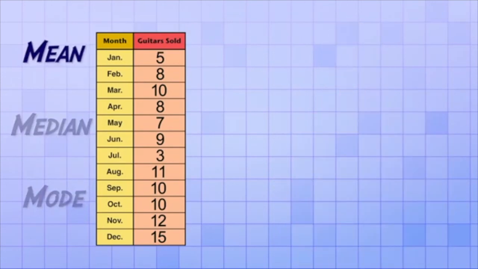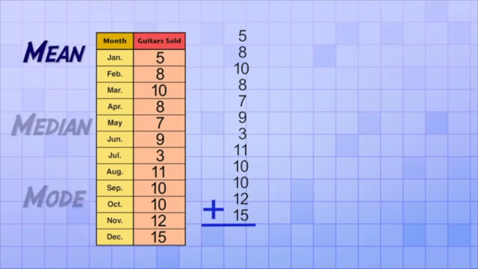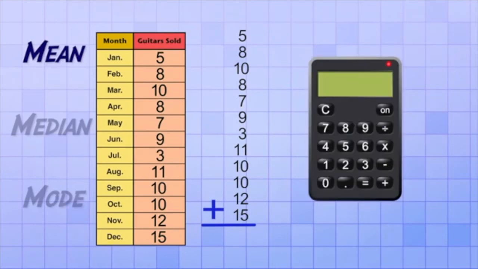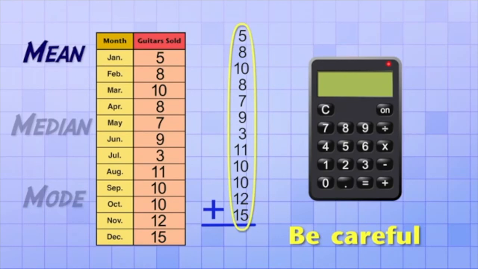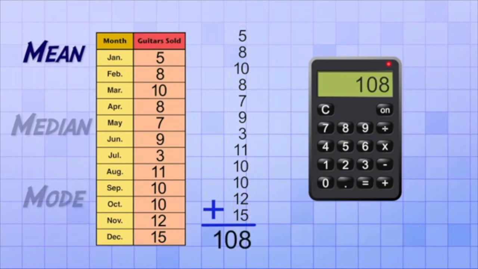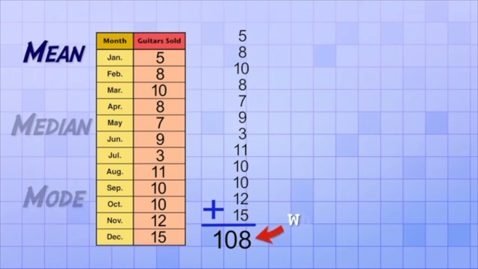First, to find the mean, we need to add up the number of guitars sold in each month. You can do the addition by hand or you can use a calculator if you want to. Either way, be careful since that's a lot of numbers to add up and we don't want to make a mistake. The answer I get is 108. So that's the total he sold for the whole year.